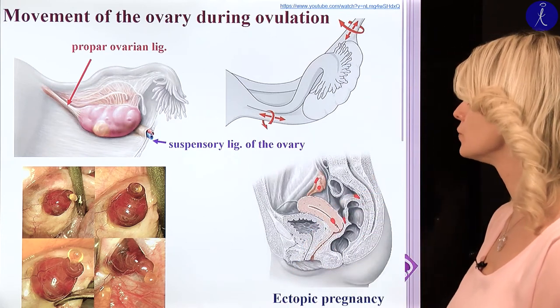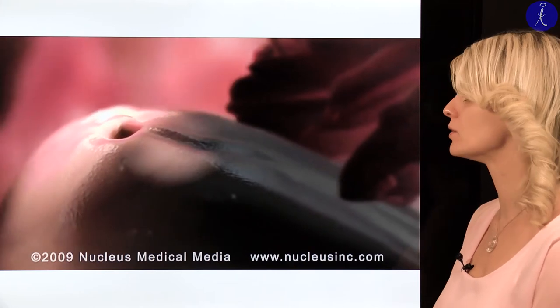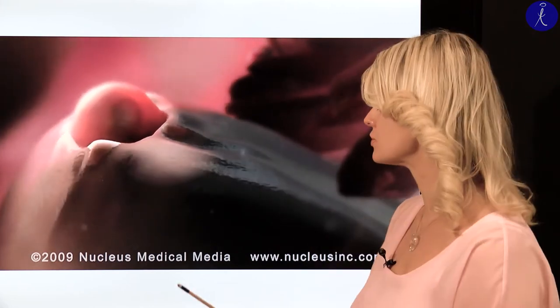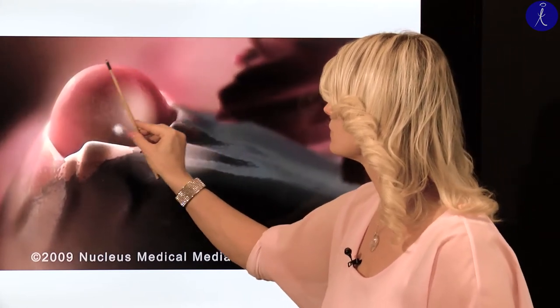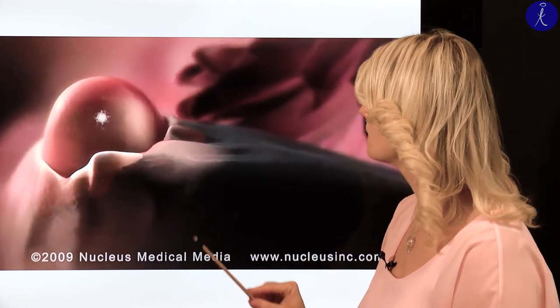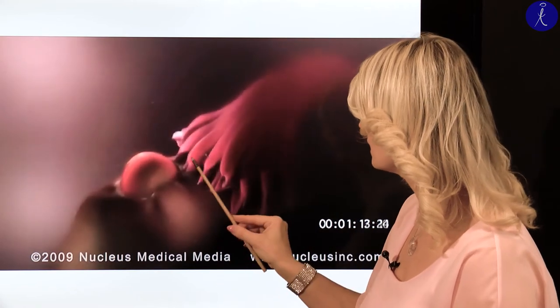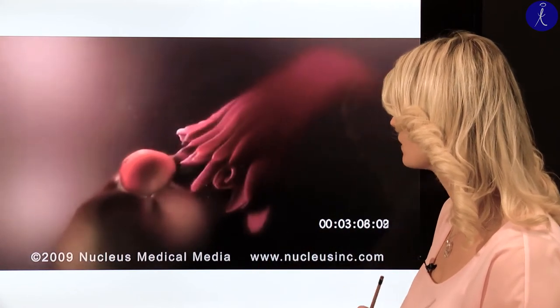I would like to show you a video about this ovulation. So here we can see the surface of the ovary and the Graafian follicle. And this is here on the surface of the Graafian follicle.